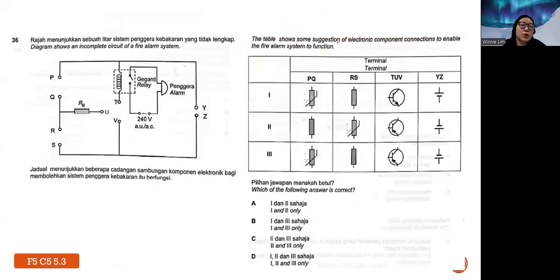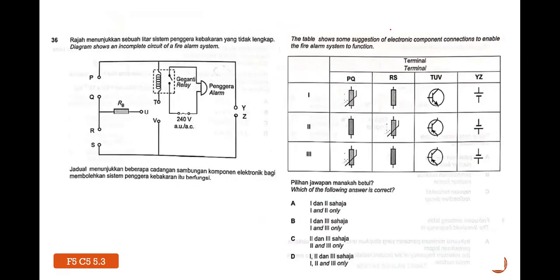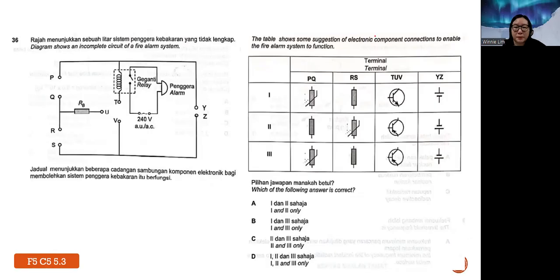36. The diagram shows an incomplete circuit for a fire alarm system, and the table shows some suggestions of electronic component connections to enable the fire alarm system to function. Which of the following answers is correct? Which of the following is correct? Okay, so which one is the acceptable one now?